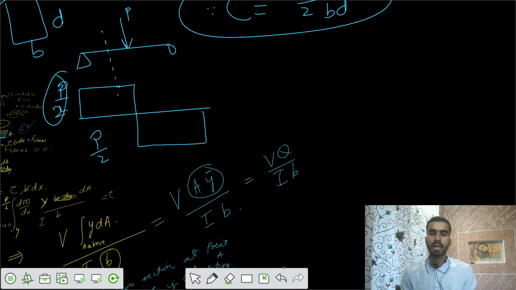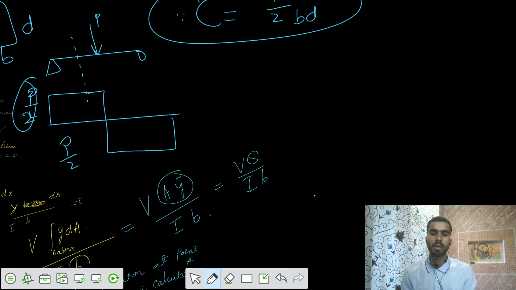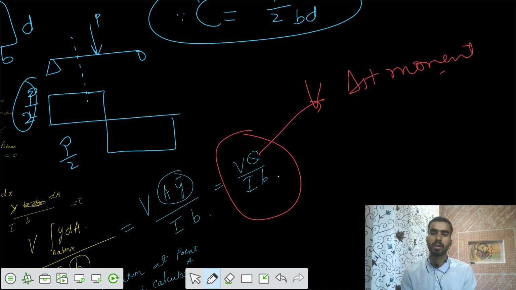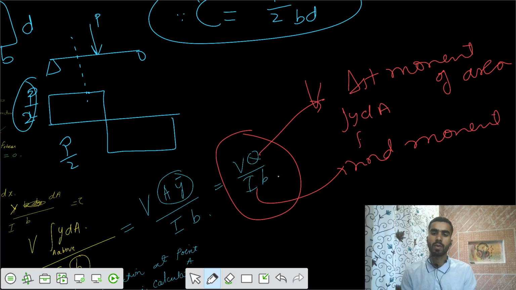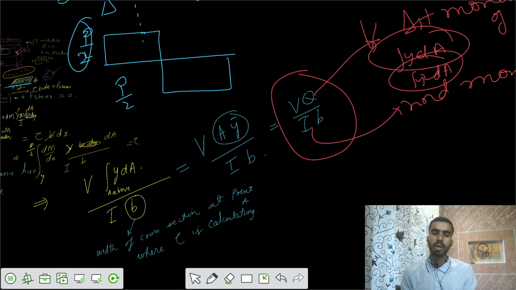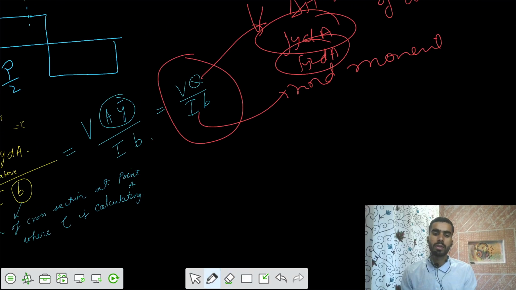So that means we got some different parameters here. We got the first moment of area in the equation, and we got the second moment of area in the equation also. So one is your y dA, and the next is your y squared dA. So we got two areas, where Q is the first moment of area.